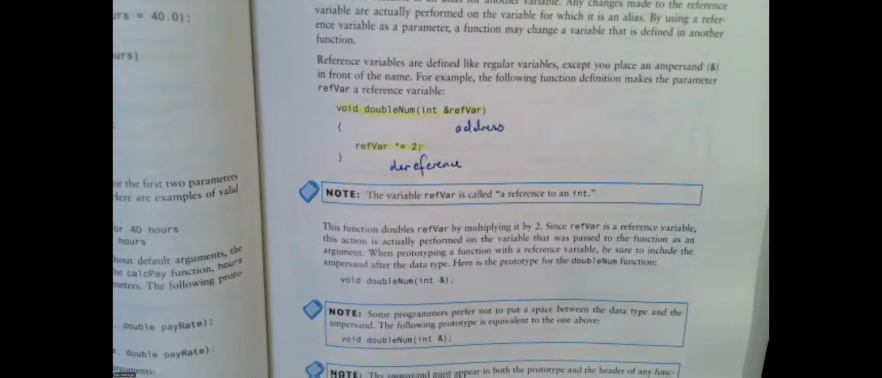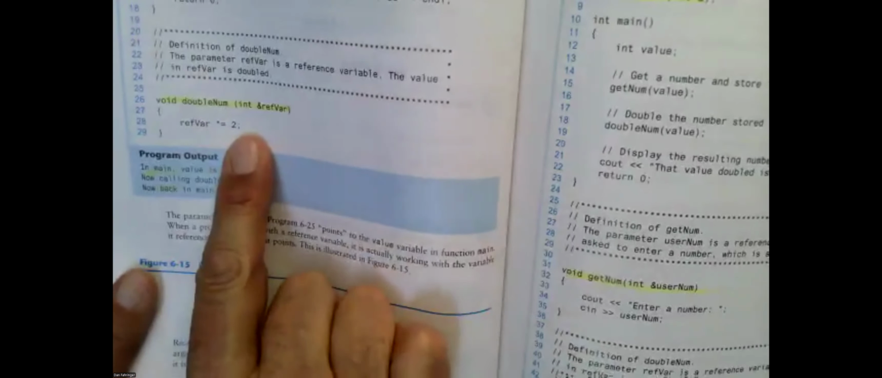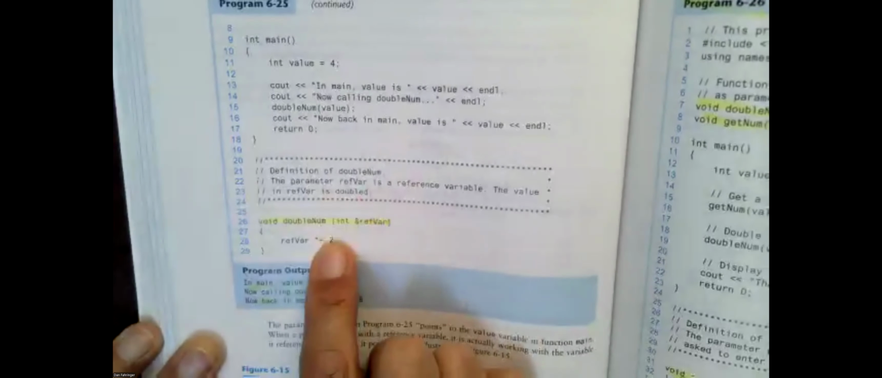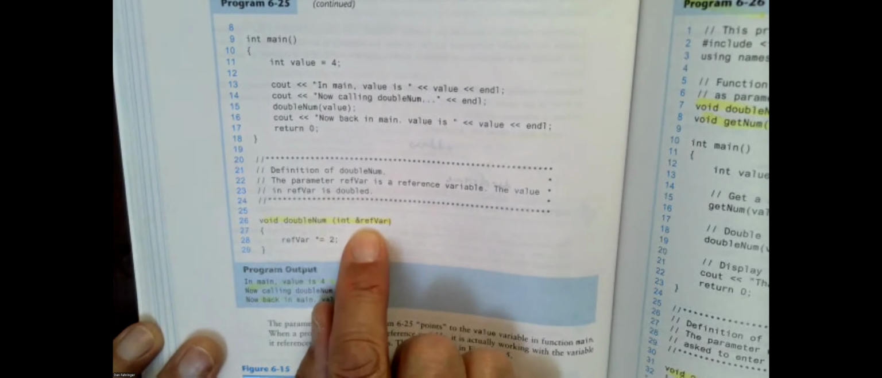Nice. You did program 625. Quick example of it. You did not do 625. But here's a quick example, a simple example. And I come in and go with this. I call double num. I'm bringing in the address and I double it. Starts as 4 and goes in and becomes 8.